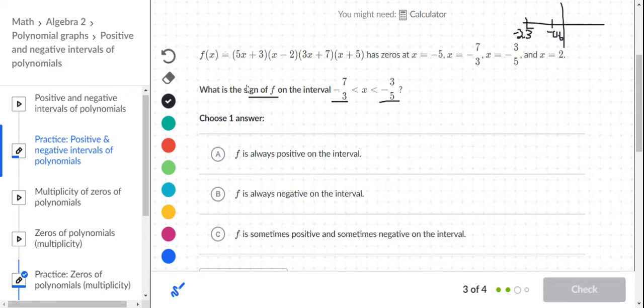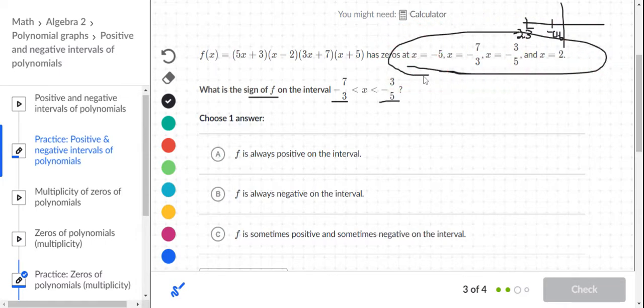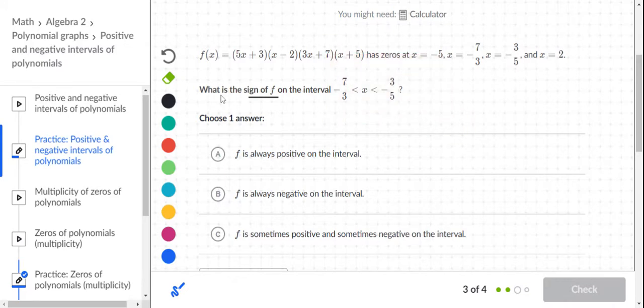The reason we can say in between these two is because what they're telling us is right here, these are all of the zeros. Zeros are where the graph touches the x-axis. That's what a zero is, right? So right now we know that the zeros are on those spots. So -5 way over here, -7/3. And if you don't know what -7/3 is, use a calculator, or just divide like a boss. And then -3/5 is here.